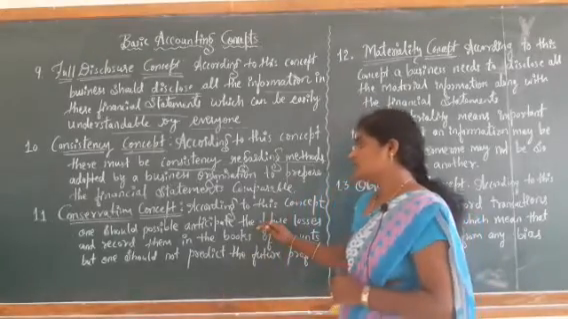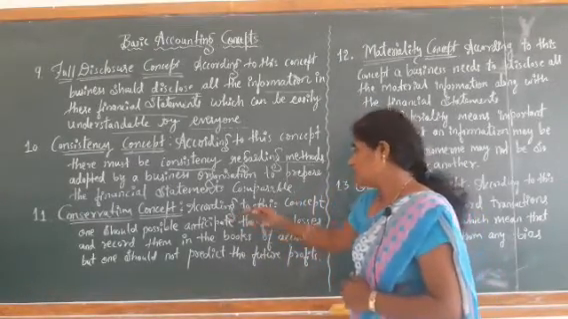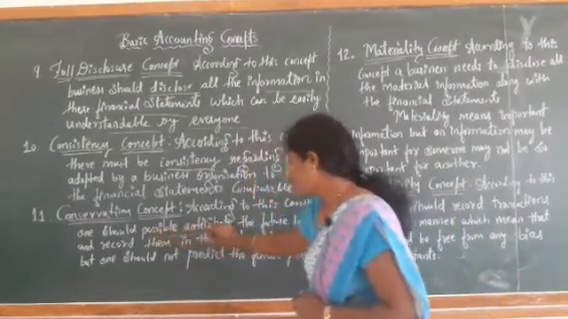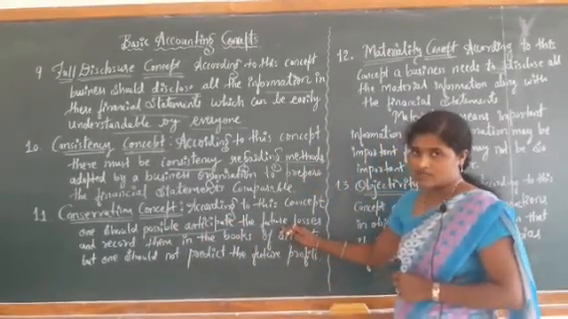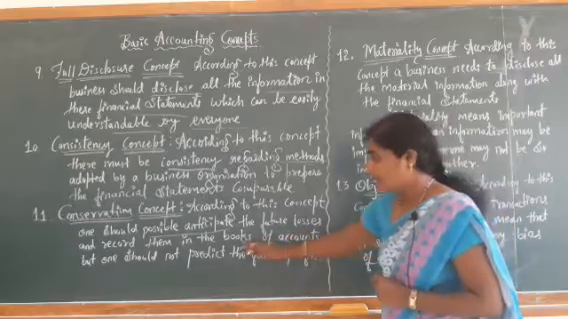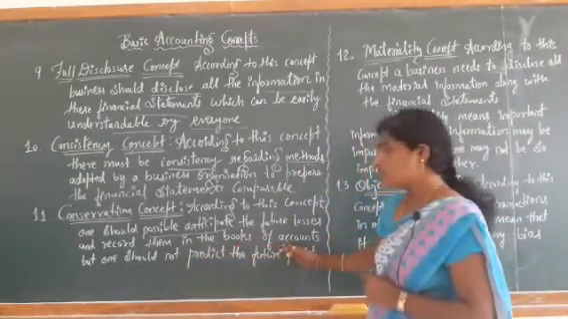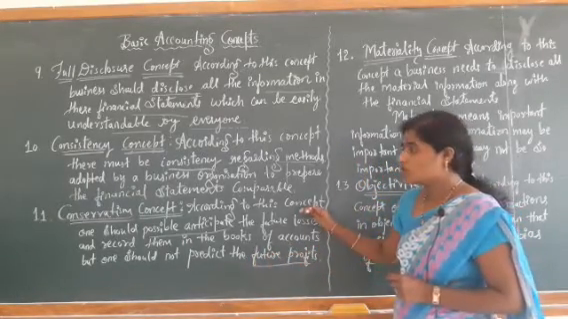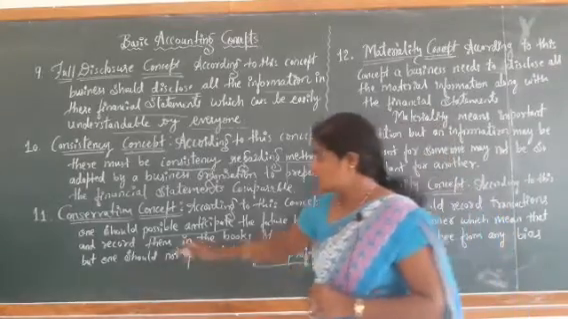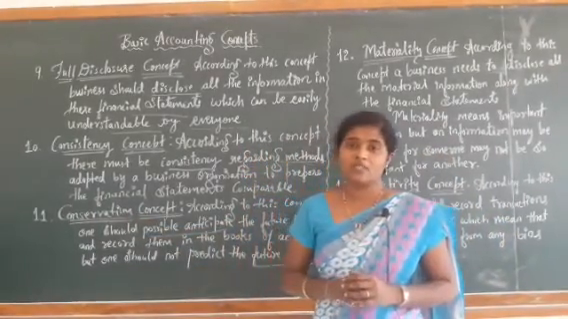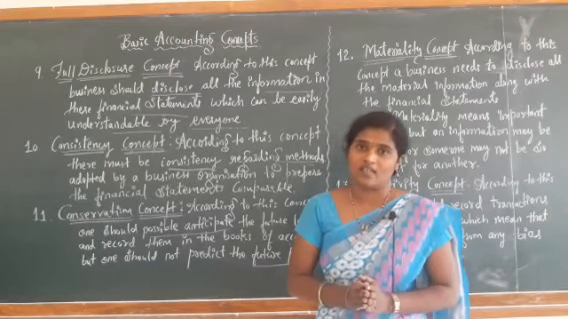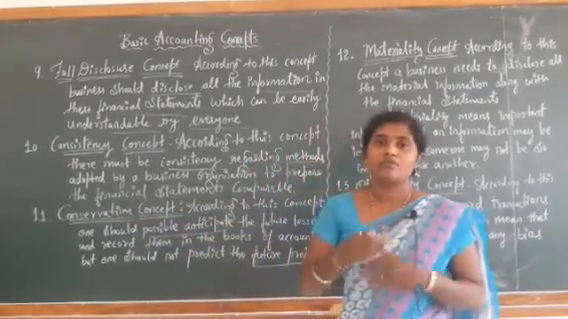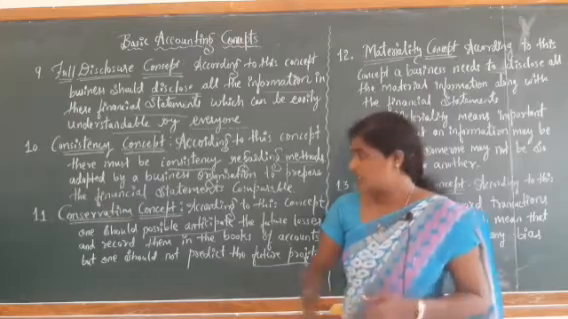Okay. So next one, that is the conservatism concept. According to the conservatism concept, one should, where possible, anticipate the future losses and record them in the books of accounts, but one should not predict the future profit. Conservatism means you should think about the future losses; you have to be alert to future losses.